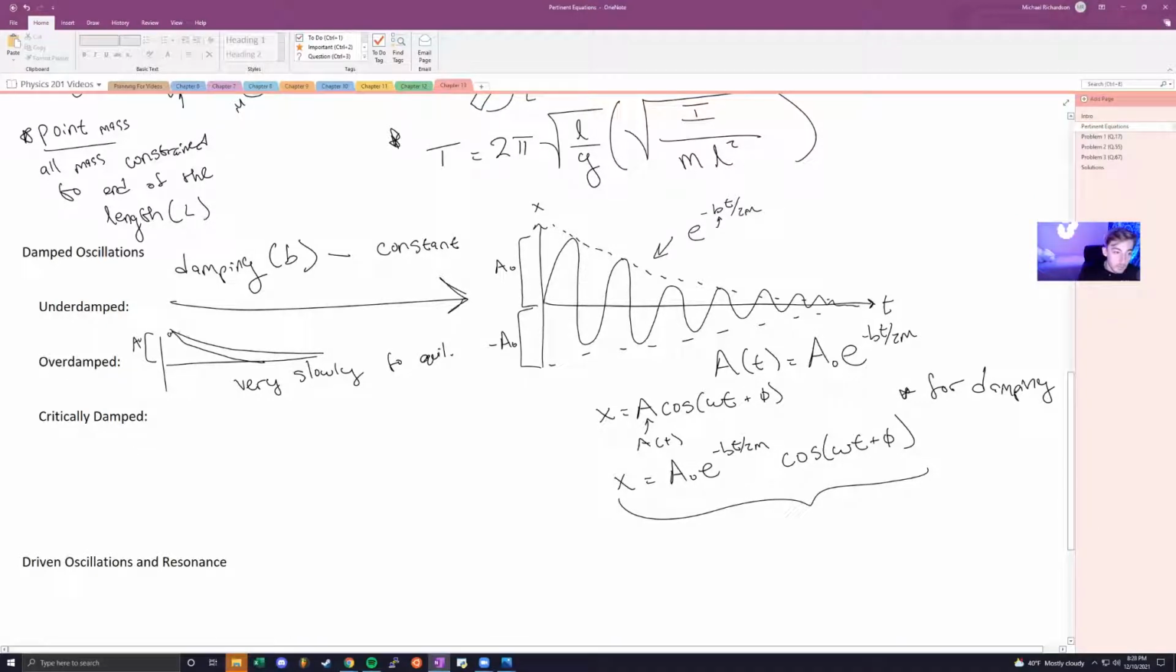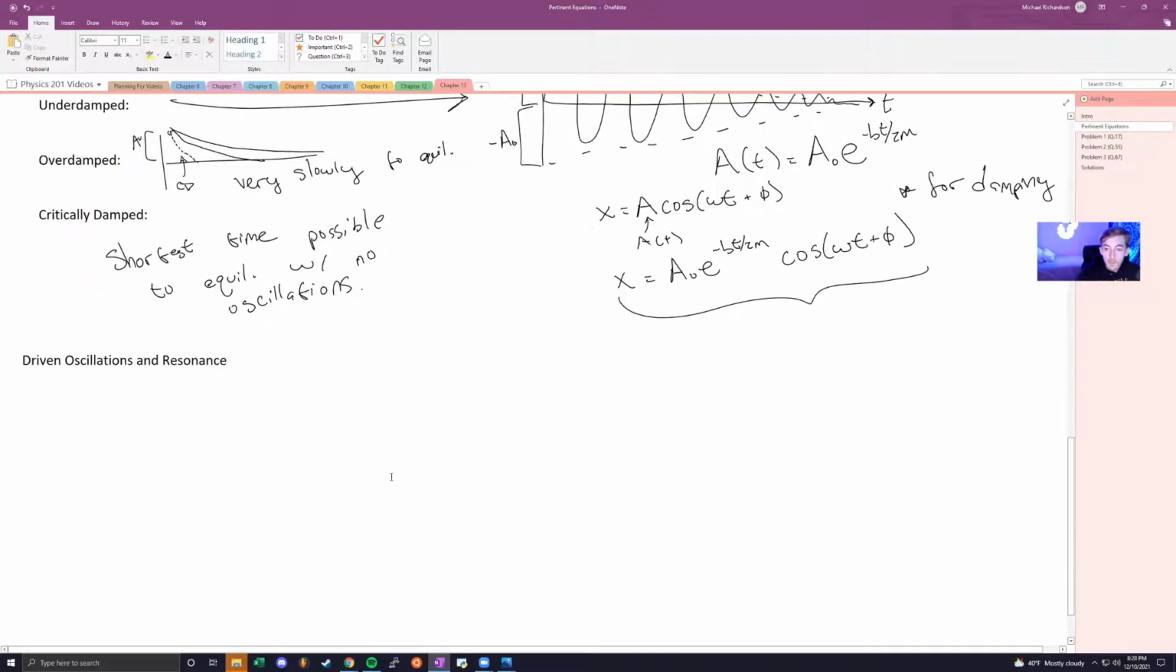So I'll write that. We could say that there might be some case like this one right here, where this is our critically damped case, where it's the shortest time possible to equilibrium with no oscillations.